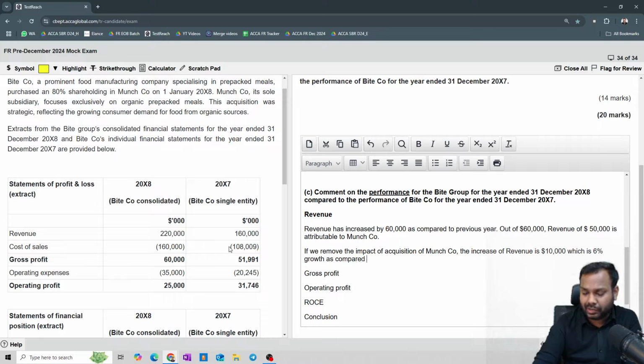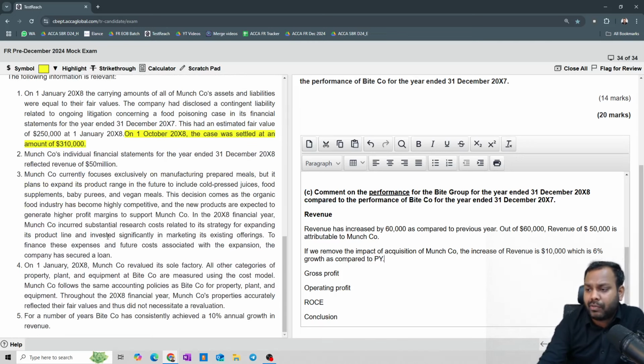Still there is an increase as compared to previous year. So this is what I can write as of now. But let us read the full scenario, then only I will be able to write everything.